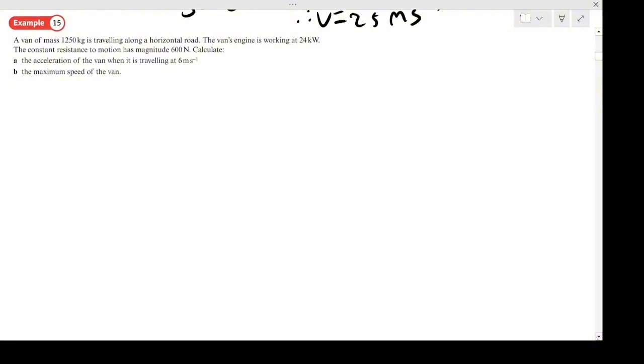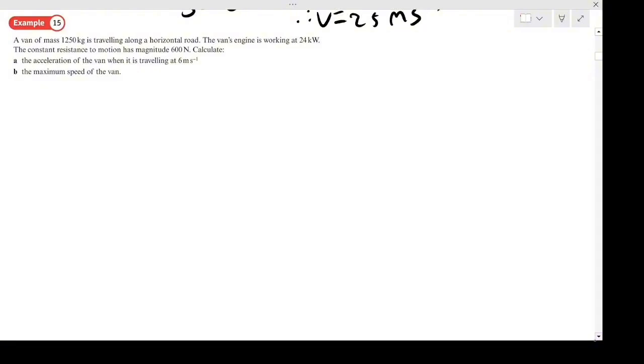Now I'm told a van of mass 1,250 kilograms is travelling along a road. The van's engine is working at 24 kilowatts. The constant resistance to motion is 600. Calculate the acceleration of the van and the maximum speed. It's similar, but still a bit different to the last example, so let's try and figure out what's going on.